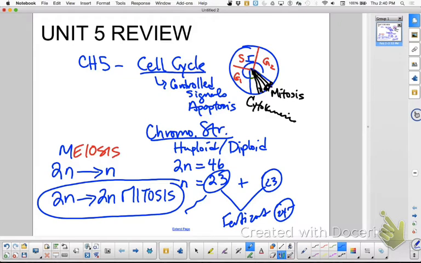Meiosis is completely separate from the cell cycle. It will happen in your ovaries, or testes. We have it in specialized areas where our cell cycles will not be mitosis, this will be meiosis. So it goes through interphase and then meiosis, just in different steps, meiosis 1 and meiosis 2.